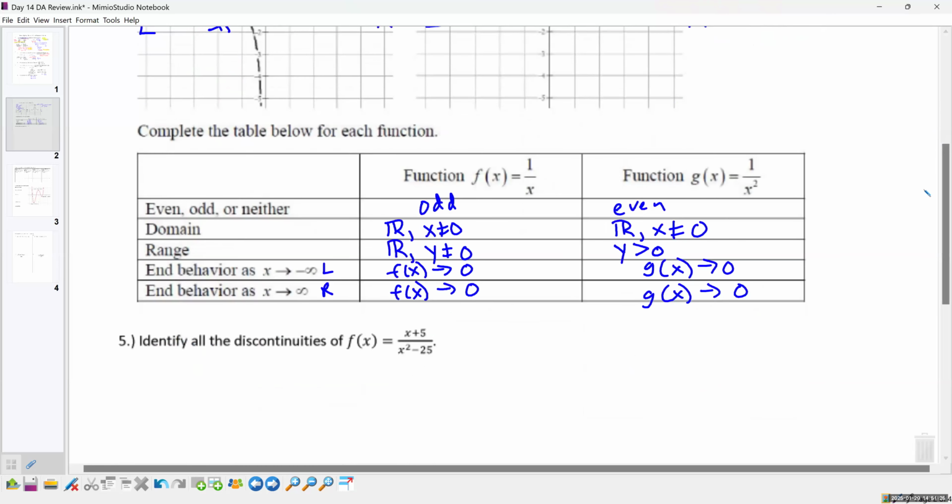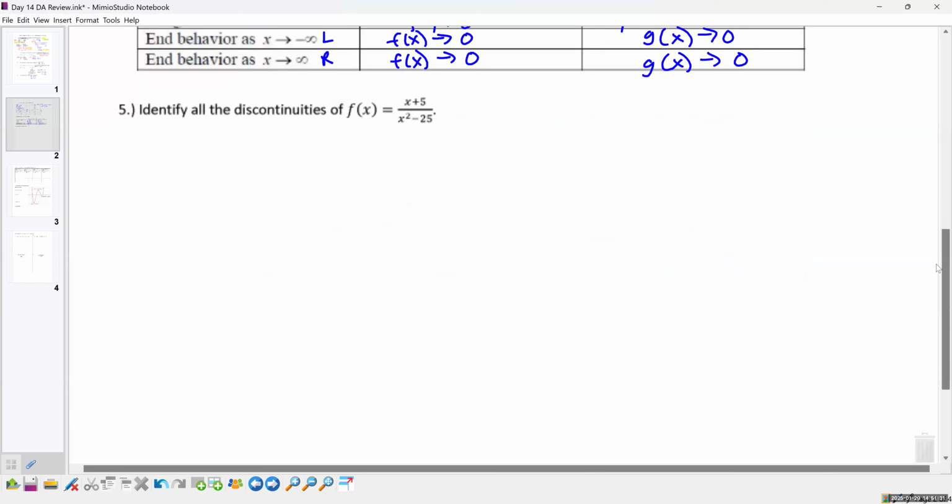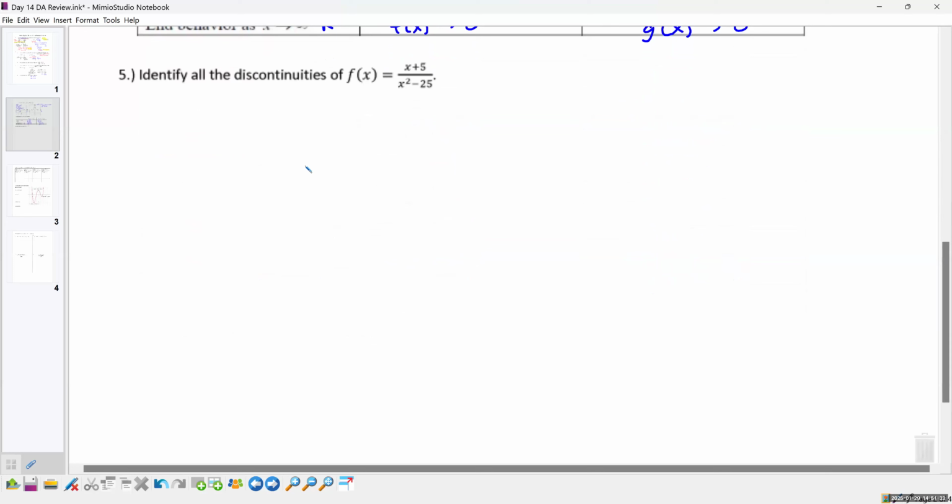Number 5 asks us to identify all the discontinuities of this function. Now, let's just remember what discontinuities are. Discontinuities are vertical asymptotes and holes. If I have a vertical asymptote or a hole, I will have a discontinuity. Horizontal asymptotes are not discontinuities.